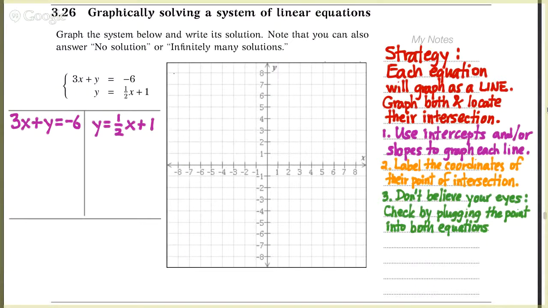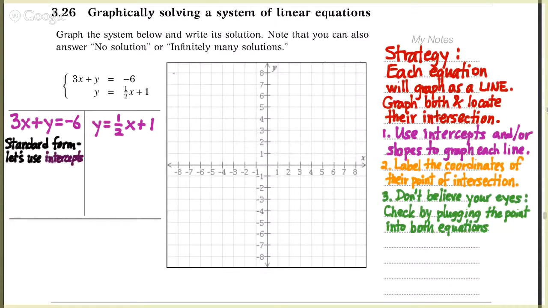So let's get started by graphing each one of these two lines, 3x + y = -6 and y = 1/2 x + 1. We may take a couple of different strategies for graphing them because we're given equations in different forms. Starting with the first equation, 3x + y = -6, this is a linear equation in what we typically call standard form, ax + by = c. y hasn't been solved for on its own.